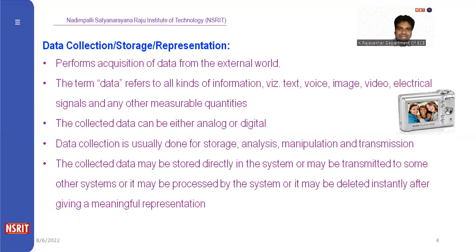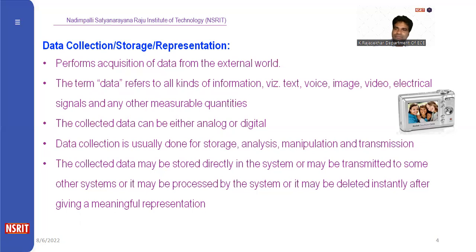The collected data may be stored directly in the system, may be transmitted to some other system, or it may be processed by the system, or it may be deleted instantly after giving a meaningful representation. So this is the data collection, storage, and representation. The best example is the digital camera.